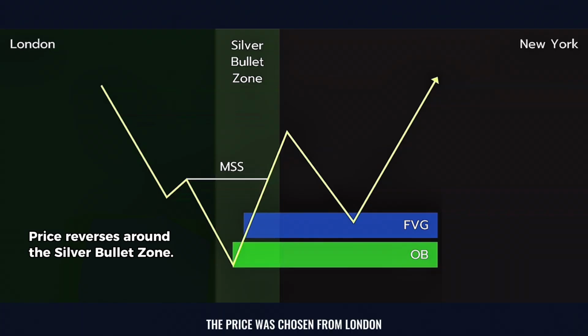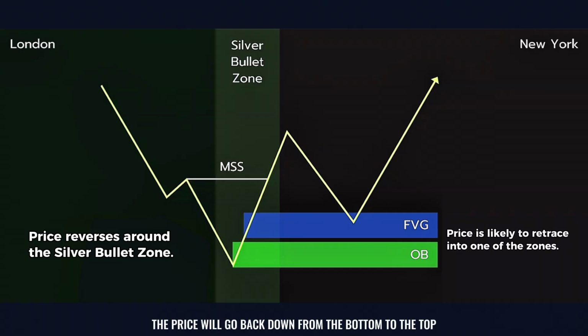The price starts from London. When the price goes down to this point, this point is the silver bullet zone. The price will go back from the bottom to the top. Therefore, in this area, we can observe a return by market structure shift. When it occurs, it will create a zone, which is the order block and the fair value gap.